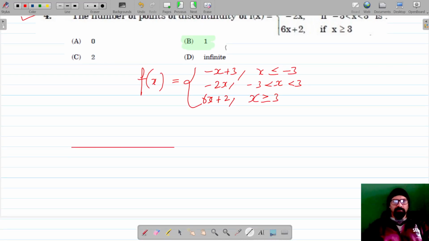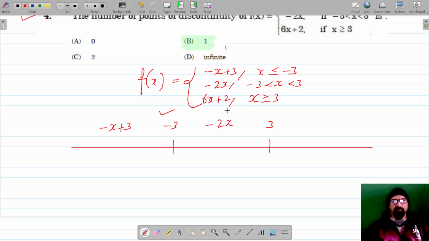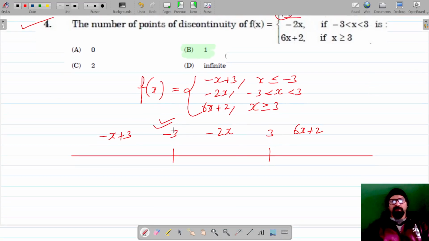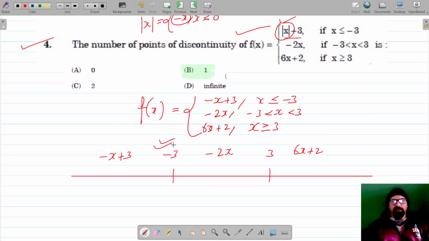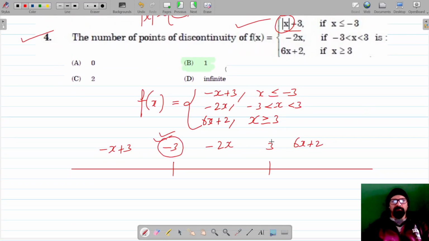Now this function is defined on the points minus 3 and 3. So let's say this is negative 3 and we have these intervals. So for x less than or equal to negative 3, the value of the function is negative x plus 3. And between negative 3 and 3, it's negative 2x. And for x greater than or equal to 3, it's 6x plus 2. So let's try to check the continuity of this function at points negative 3 and 3.